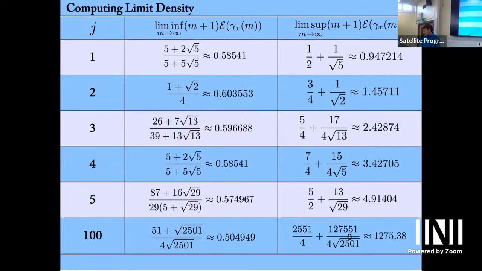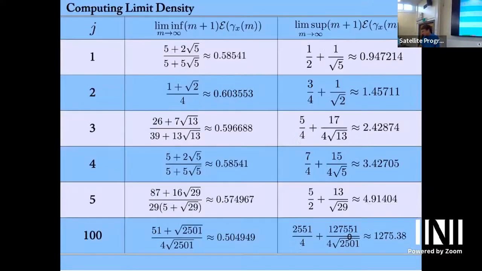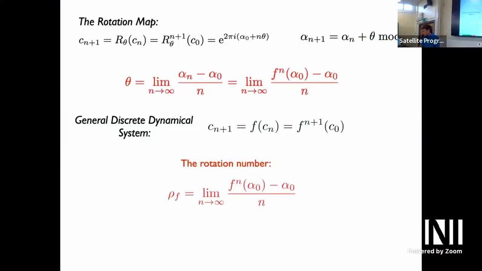So I'd say that's kind of a way of looking at the optimal packing of just a set of points on the circle. And because of the following, there's a statement. So what we're doing is a discrete dynamical system on the circle. So a map from the circle to itself, which in this case is just a rotation.